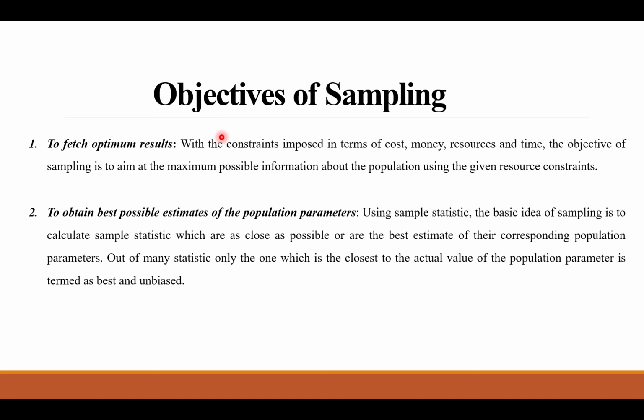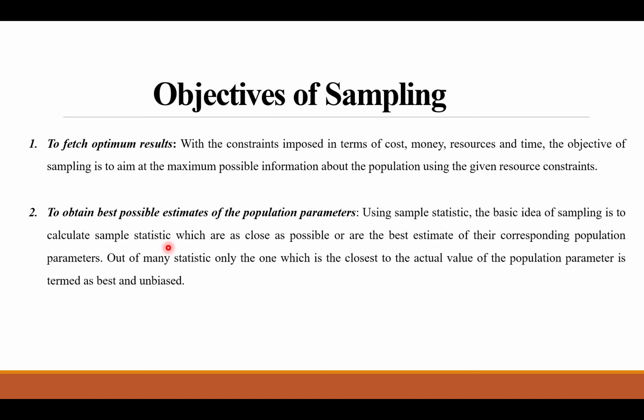Then what is the objective of sampling? The main objective of sampling is to fetch optimum results with the constraints imposed in terms of cost, money or resource, and time. The objective of sampling is to aim at maximum possible information about the population using the given resource constraint. Then the second one is to obtain the best possible estimate of the population parameter.